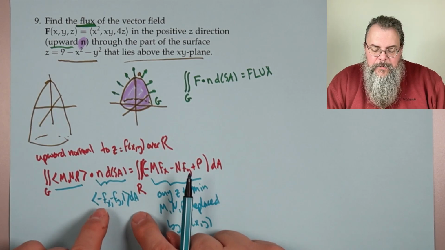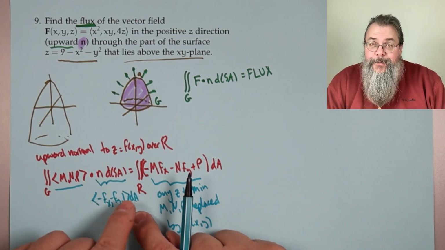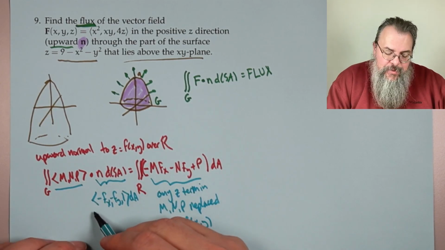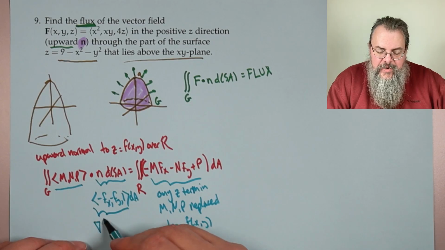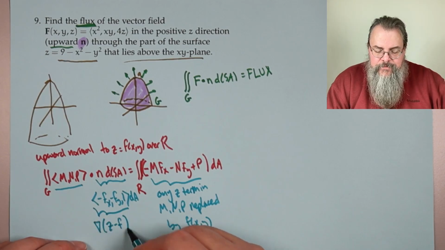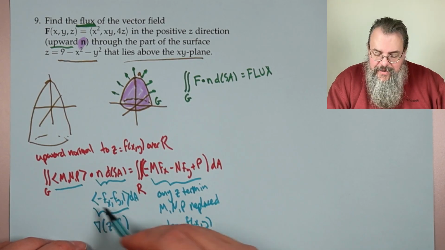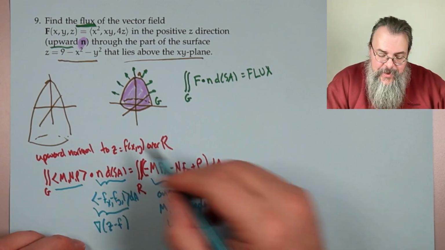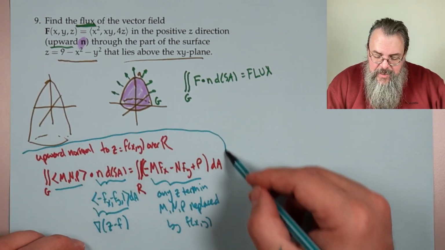And if you think, well, where does this minus Fx, minus Fy, 1 come from? This part right here comes from the gradient of z minus f. And so if you compute the gradient of z minus f, this is what you get. All right, so that's the formula.